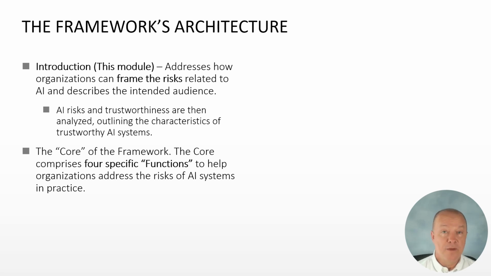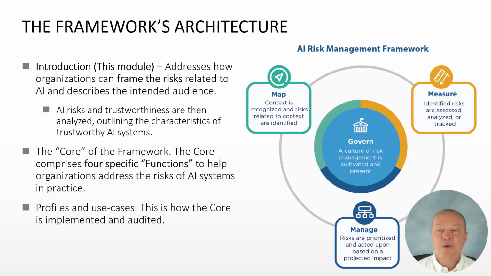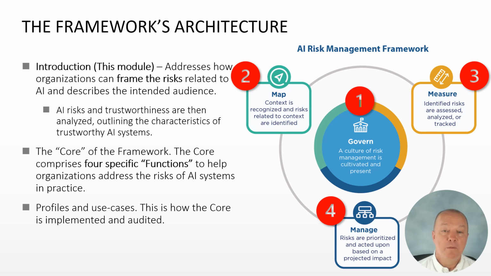The core of the framework consists of 4 specific functions to help organizations address the risk of AI systems in practice. Then we also have certain profiles and use cases provided by NIST to help us better understand how the core is implemented and audited in real life. So again, this all begins with governing, moving on to mapping, then measuring, and then managing AI risk management.